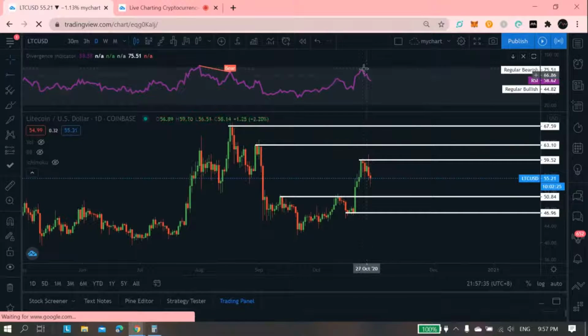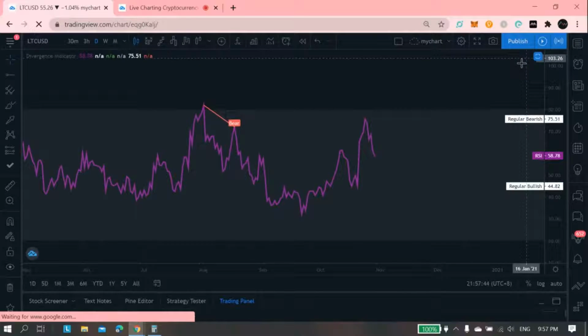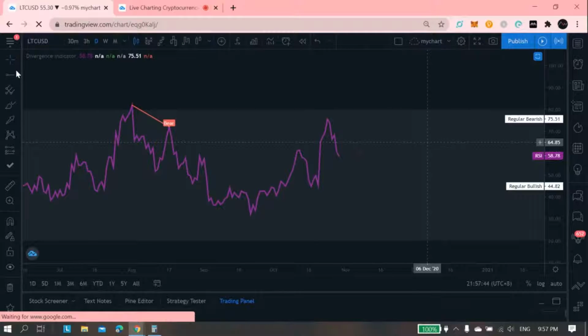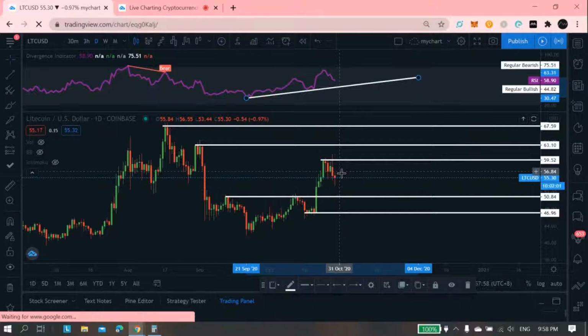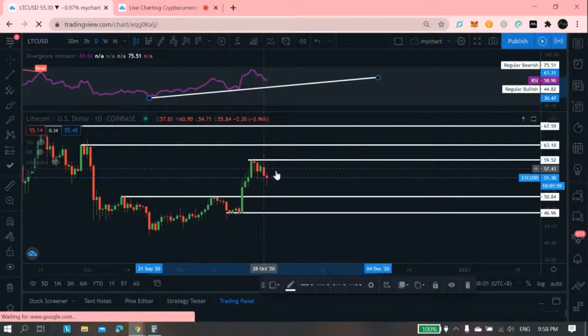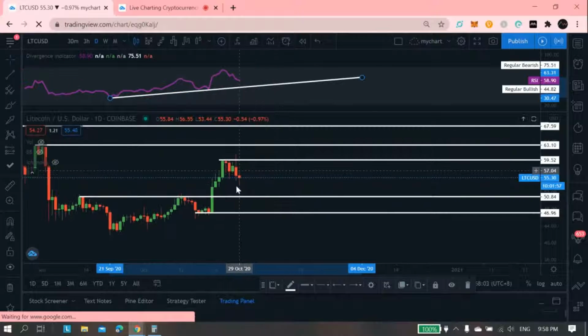However, the divergence indicator is going down. So let's check on it. Let's plot the possible support. So possibly this area if this will not reverse. So yeah, I think at daily time frame it depends on how this candle will close.